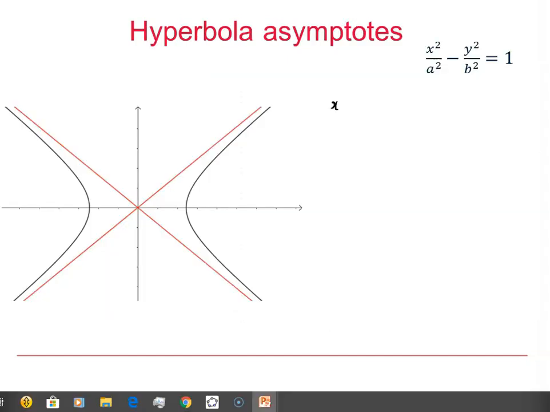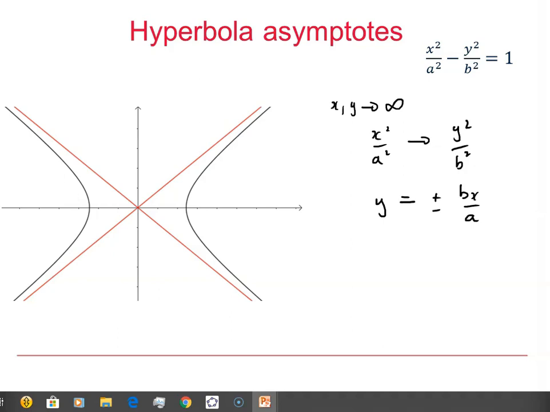So as x and y approach infinity, in other words, we're getting further and further away from the origin, then the 1 in the equation becomes insignificant. And so we get that x squared over a squared approaches y squared over b squared. And that means that y is equal to plus or minus bx over a in the limit.